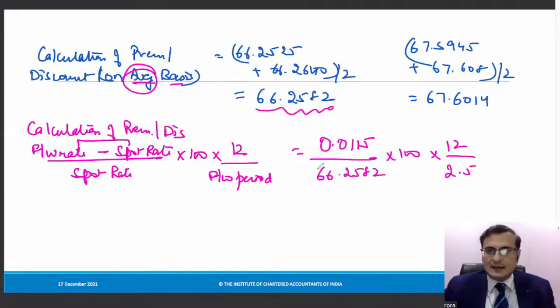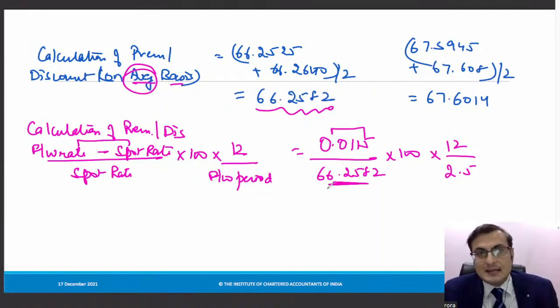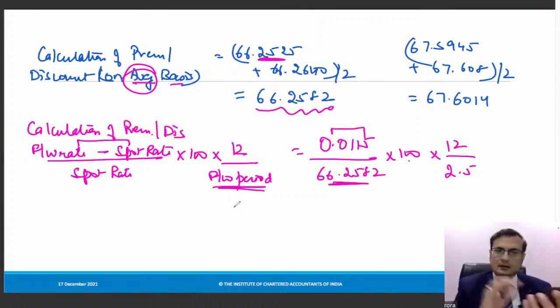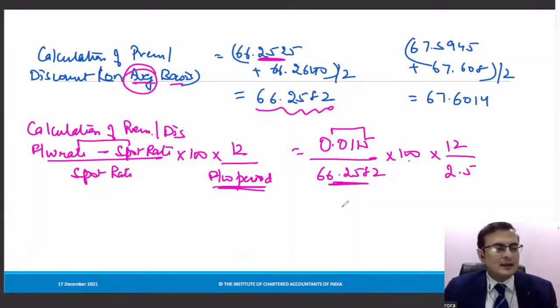Is it clear? How did we get this value? This you have calculated. Just check your notebook above the first requirement. Divide by this rate. If the question says on spot, then you take this rate. But the question says on average basis, so we have done the average. Denominator into 100 into 12 by 2.5. This was the forward period, the question requirement. So very simple now. It is coming out to 0.0833.